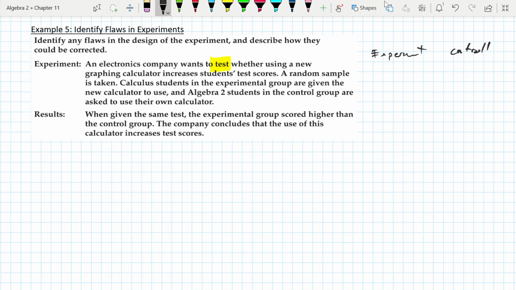And what's their question? Their question is, does the calculator improve scores, right? I kind of like writing these. Let me write it out a little bit here. I kind of like writing these like a caveman. Question: does the calculator improve test score?